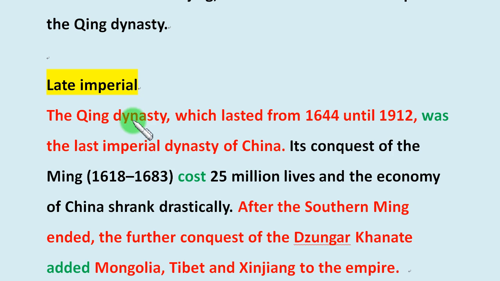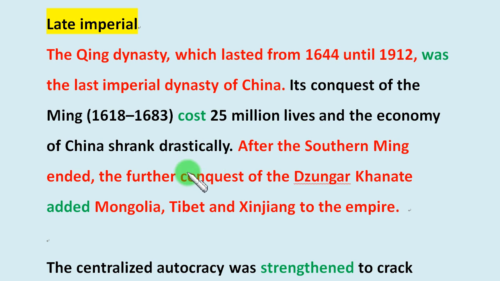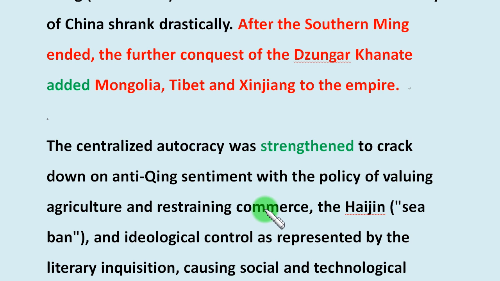Late Imperial. The Qing Dynasty, which lasted from 1644 until 1912, was the last imperial dynasty of China. Its conquest of the Ming cost 25 million lives, and the economy of China shrank drastically. After the Southern Ming ended, the further conquest of the Dzungar Khanate added Mongolia, Tibet, and Xinjiang to the empire.